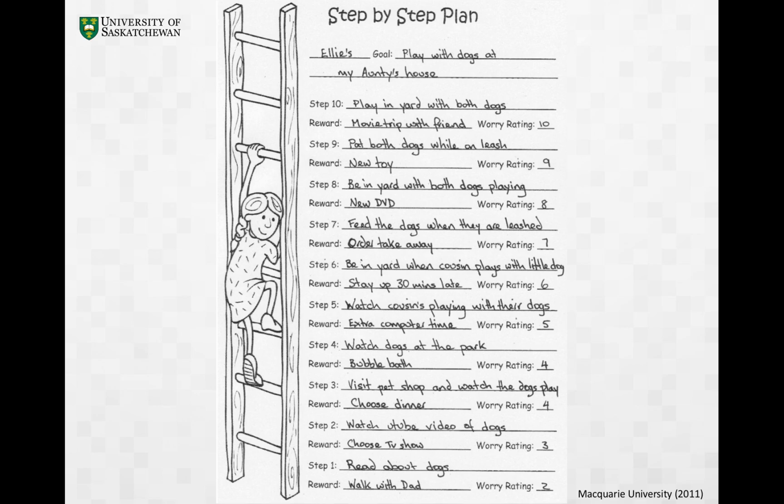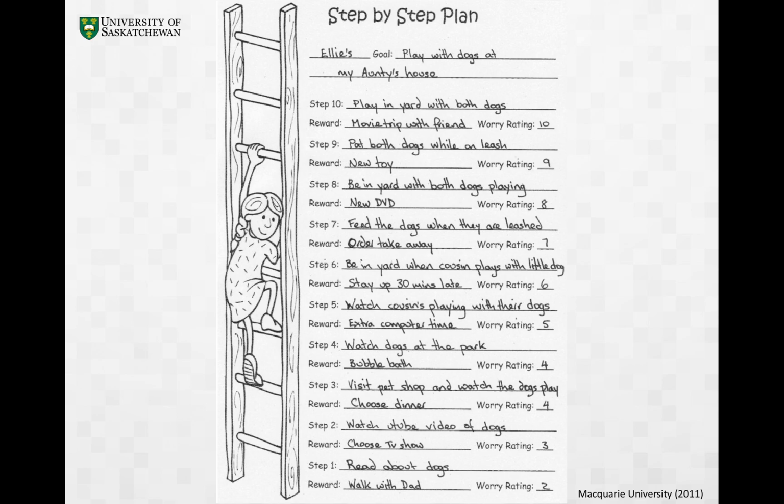But we say, wow, Ellie's not there, and just making her go play in the yard with dogs when she's deathly afraid of them is going to lead to a significant problem. So in order to get to step 10, we've got to go all the way down to step 1 and slowly begin to expose Ellie to dogs. Step 1 for her is that she just needs to start reading about dogs. When she does that, there's a reward attached: she's going to go walk with dad.